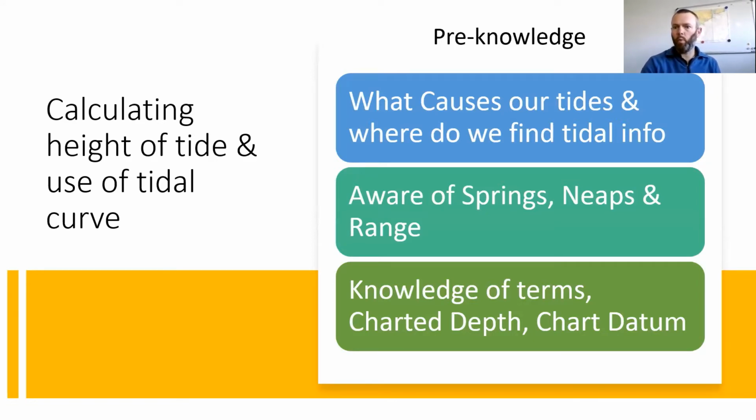For example, you need knowledge of what causes our tides on a global scale, the interaction of the moon, the earth, and the sun in causing our tides. We need to know where to find that tidal information, so we need to be very comfortable with reading tidal tables. We do need an awareness of what springs and neaps are and what our tidal range is. And you also need a knowledge of some terms such as charted depth, chart datum, etc.